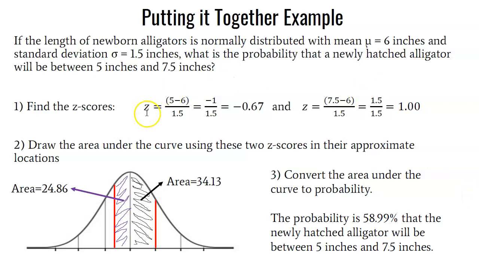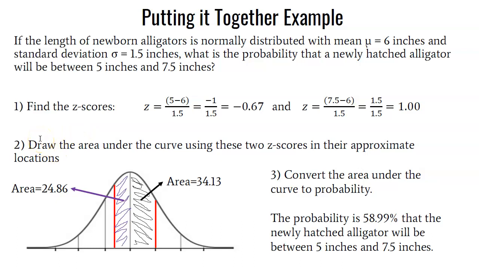Okay, first things first, I find the z-score. So 5 inches, this is our observation, minus our mean divided by our standard deviation, we get a z-score of negative 0.67. And then 7.5, here's our observation, minus our mean divided by the same standard deviation, right, because we're talking about the same distribution, and that's at 1.